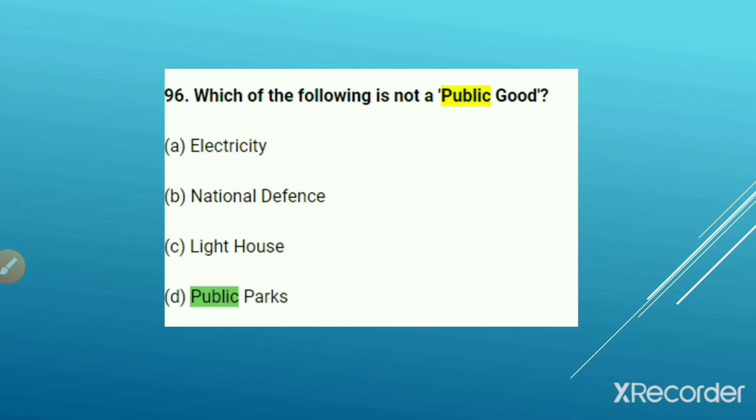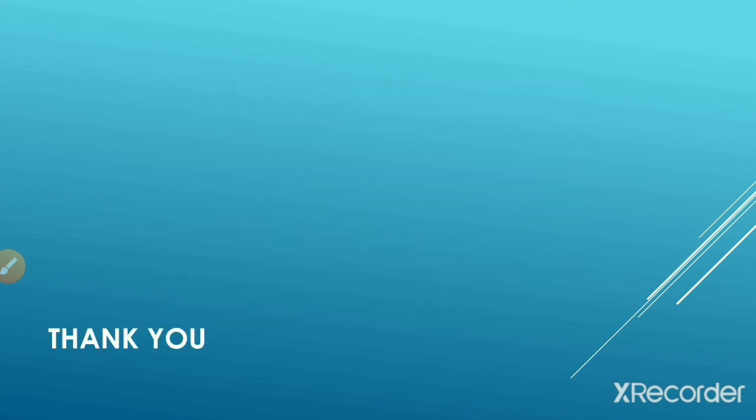Which of the following is not a public good? Here the answer is electricity, because I have already told that electricity will be paid, so it is not a public good. National defense, it is free. Lighthouse, it is free. Public parks, they are free. So that is for today, guys.